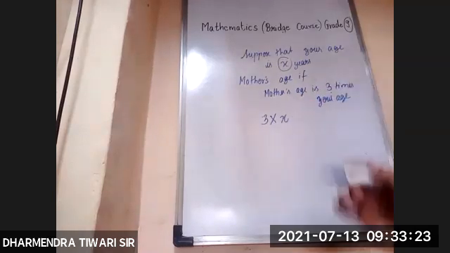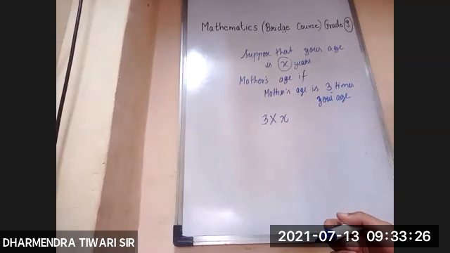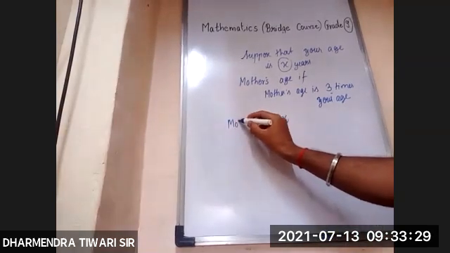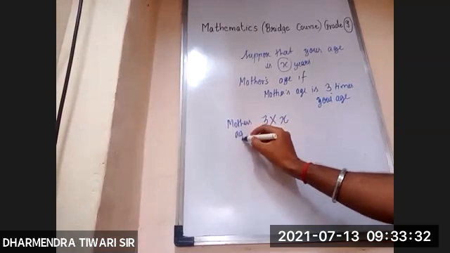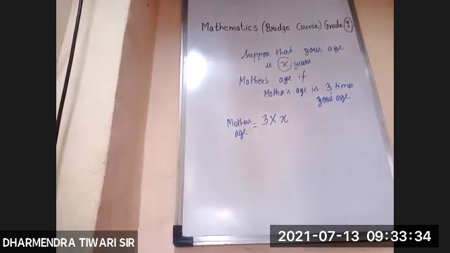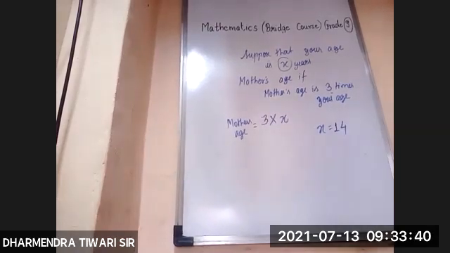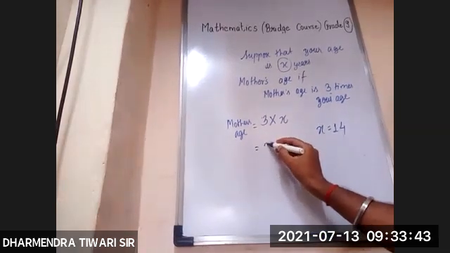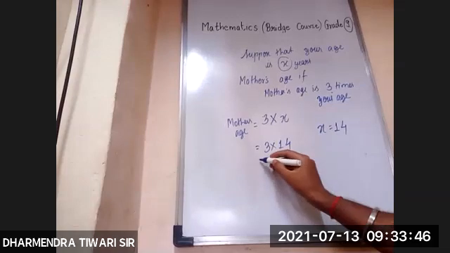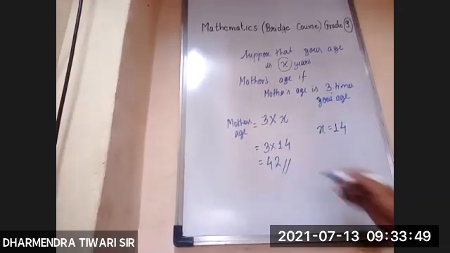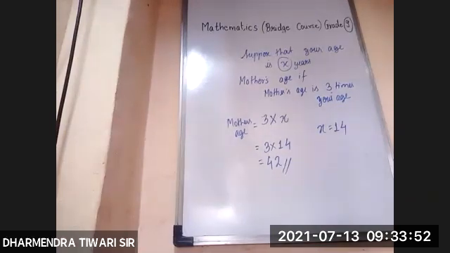This is called framing of the equation. So we can write mother's age is 3 into X. Say we have selected X as 14. So mother's age will be 3 into 14, that is 42. This is a basic example to make you understand how word problems are going to be.